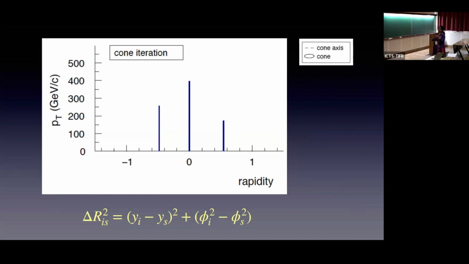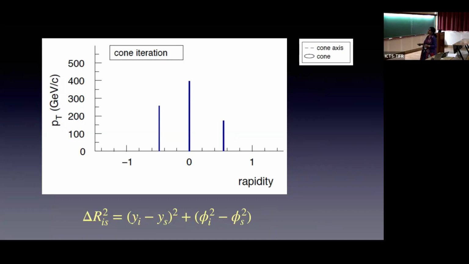Now what happens in a cone iteration? The idea is to find stable cones. How do you define a stable cone? First you define a radius depending upon the rapidity and azimuthal angle of the particle distribution. That will give you the idea of what sort of jet you want to form. This is the input parameter you have to decide when you start your cone iteration. These are like particles: this is rapidity, assuming phi is 0 here for simplicity, and the height tells us the magnitude of pT.